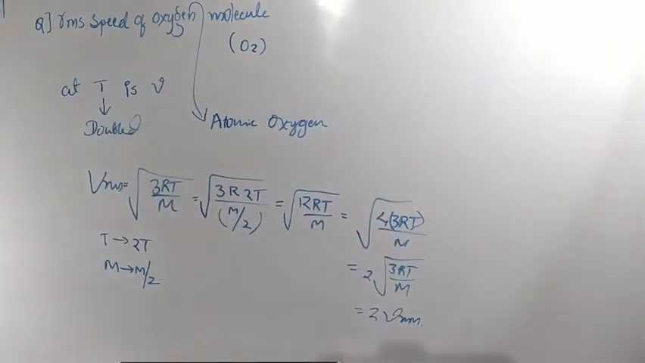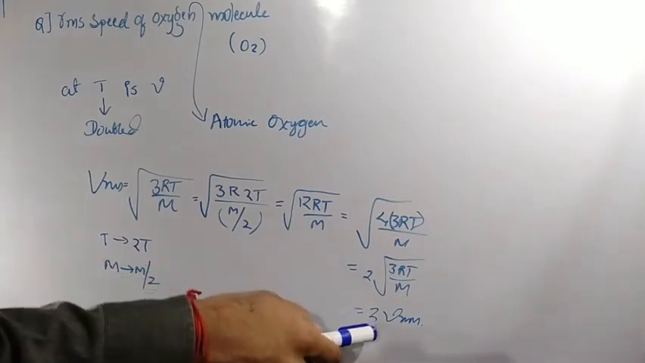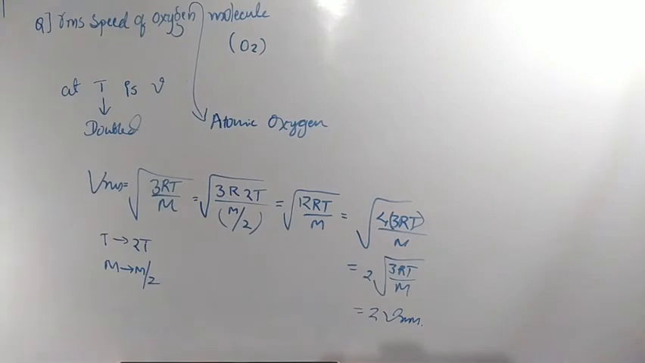Okay. So the speed of the atomic oxygen will be doubled if the temperature is doubled. Understanding? Clear?